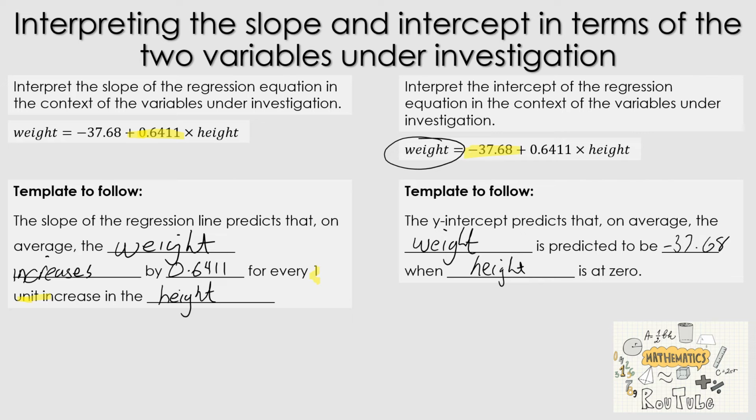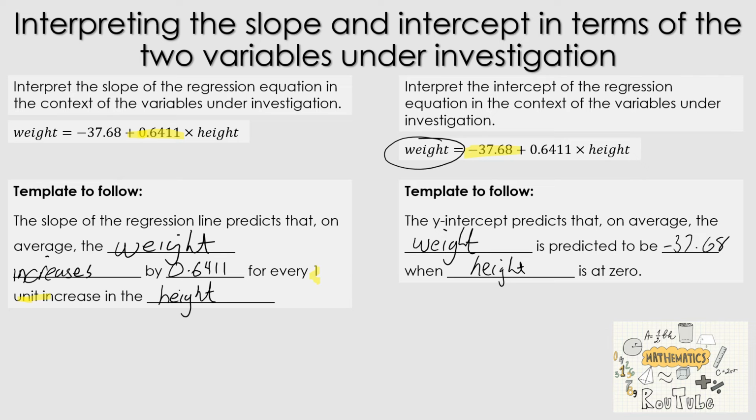Now remember the first time you got introduced to the y-intercept, probably in year 8 or year 9, the y-intercept is always when x is equal to 0. So it's that moment where your regression line cuts through or intercepts your y-axis. So that's what we're speaking about here when we're interpreting the y-intercept. So the y-intercept predicts that on average, the weight is predicted to be negative 37.68 when height is at 0.